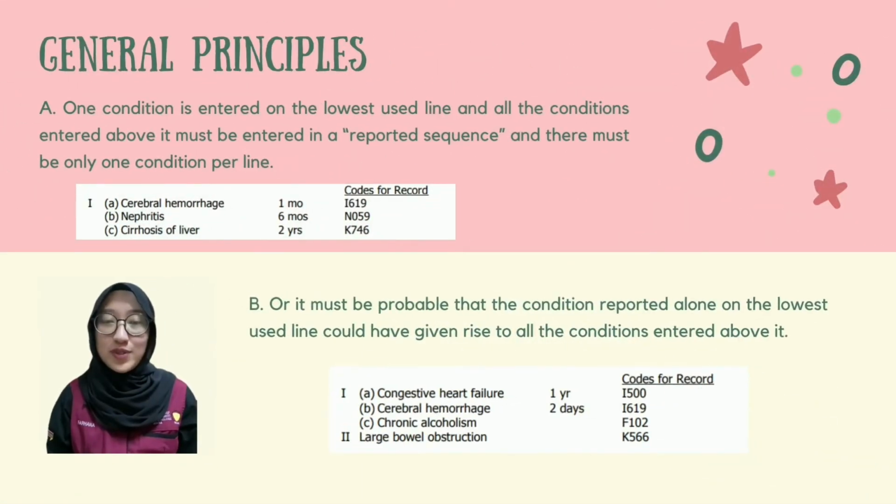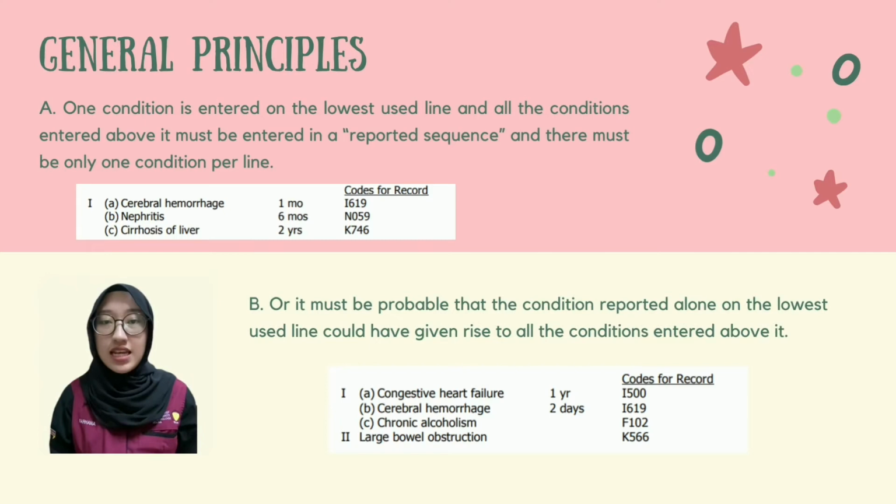Next is the general principle. When more than one condition is entered on the certificate, select the condition entered alone on the lowest used line of part 1 only if it could have given rise to all conditions entered above it. The general principle is the rule under which the certifier's report is accepted using the following criteria in the order stated: one condition is entered on the lowest used line, and all the conditions entered above it must be a reported sequence, and there must be only one condition per line.